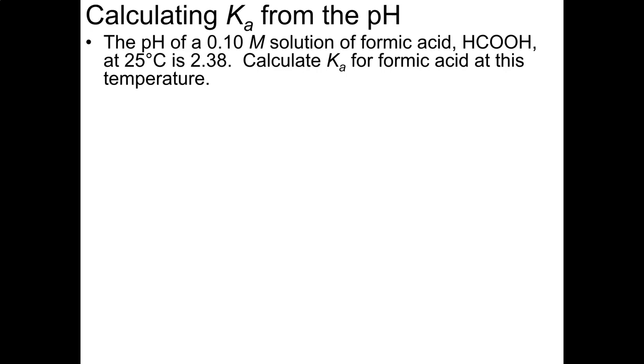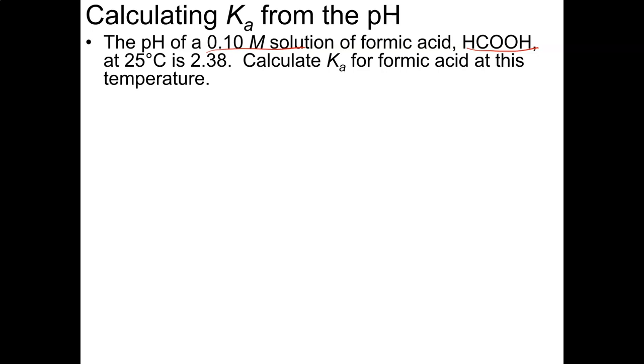All right, calculating Ka from the pH. The pH of a 0.1 molar solution of formic acid at 25 degrees is 2.38. Calculate the Ka for formic acid at this temperature. Okay, this has got a lot going on. You have a single acid, so it looks like it's a type 1 question, right? Because you just have a concentration, you're not adding. It didn't say you're adding a base to this acid and neutralizing it. So right now we're thinking type 1.